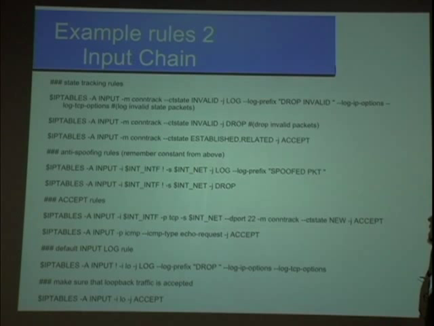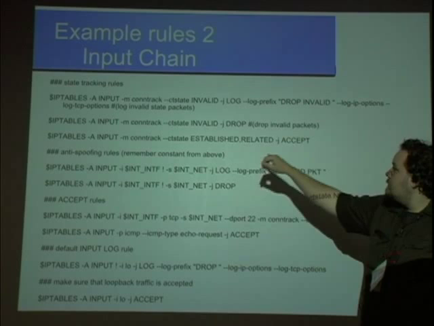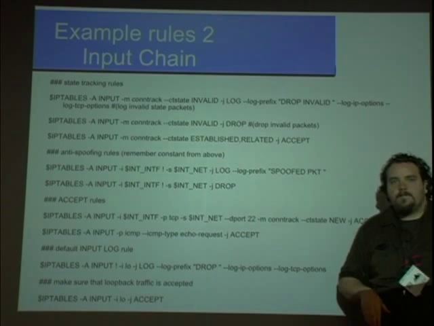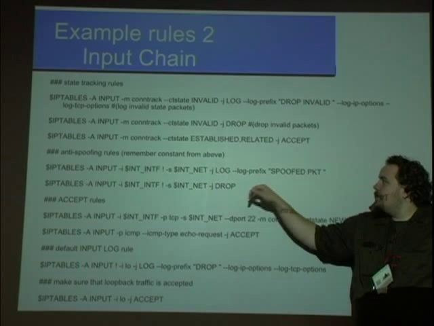Okay, so here we have an input, and then we have the anti-spoofing rules. Here we're going to say, "Hey, if you're outside my network and you're going to send me a packet that's destined for my internal network, no, I'm not going to do that. I'm going to drop it. I'm going to log it too." If you're trying to spoof my internal network.